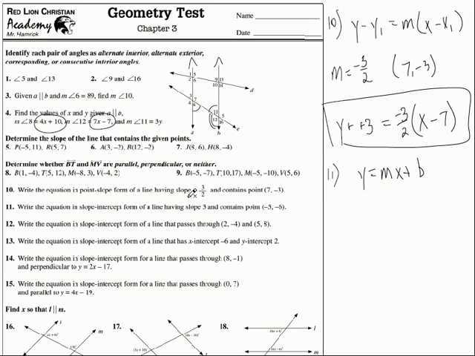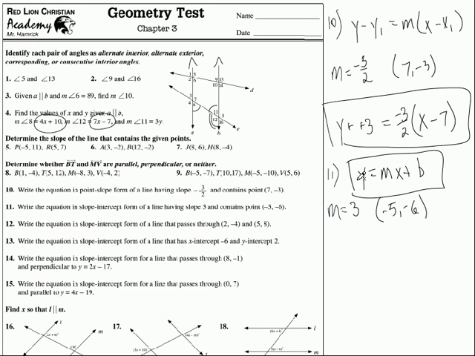And let's see what we got. They tell you the slope is 3. So I'm going to write that down. So the slope is 3. And it contains the point negative 5, negative 6. We got to put it into this form right here.